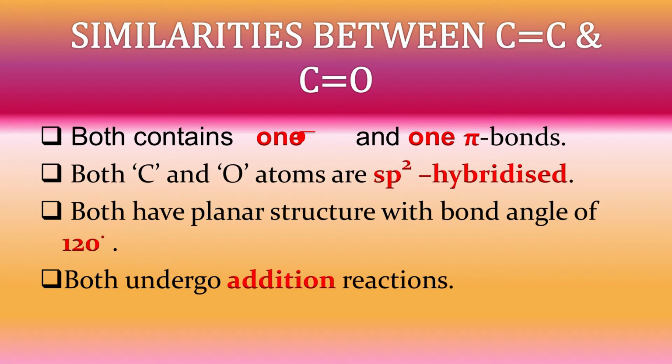They will show addition reactions, right? So, these are the similarities. What are the dissimilarities? They show addition reaction. It is okay, but what type of addition reaction? Carbon-carbon double bond, that is alkene, shows electrophilic addition reaction. It is its characteristic reaction. What about carbonyl compounds? The carbonyl compounds show nucleophilic addition reaction.